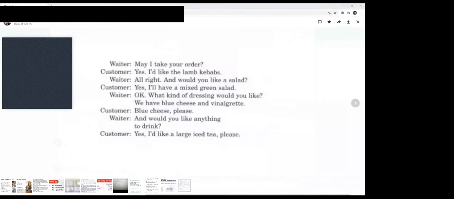May I take your order? Yes, I like the lamb kebabs. All right. And would you like a salad? Yes, I have a mixed green salad. Okay, what kind of dressing would you like? We have blue cheese and vinaigrette. Blue cheese, please. And would you like anything to drink? Yes, I'd like a large iced tea, please.